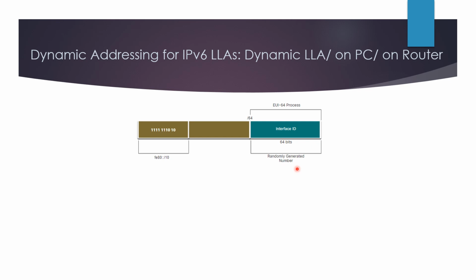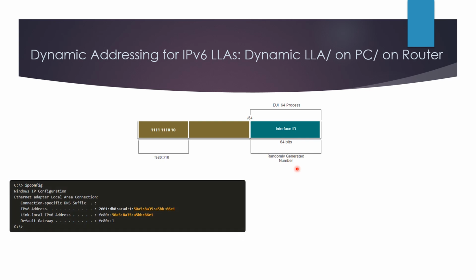But the operating system will typically use the same method for both a stateless address auto configuration created global unicast address and a dynamically assigned link local address. If you use the ipconfig command, you may be able to identify how this IPv6 address was created. And here in this case, you will understand that it is a randomly generated 64-bit interface ID.